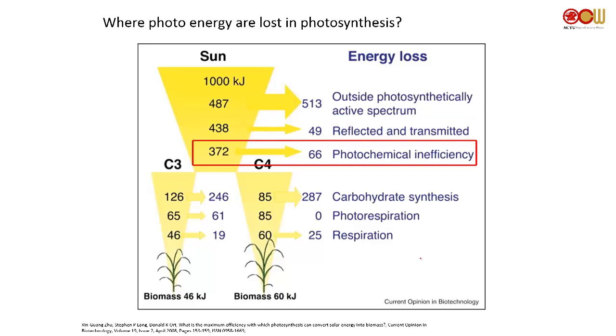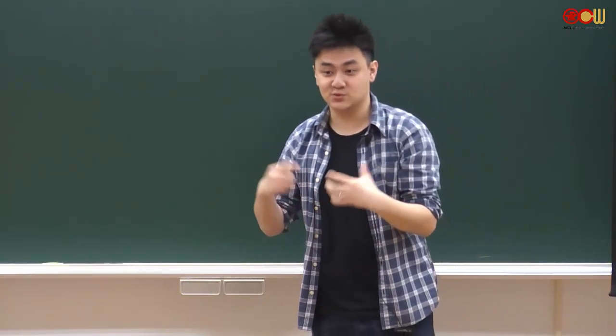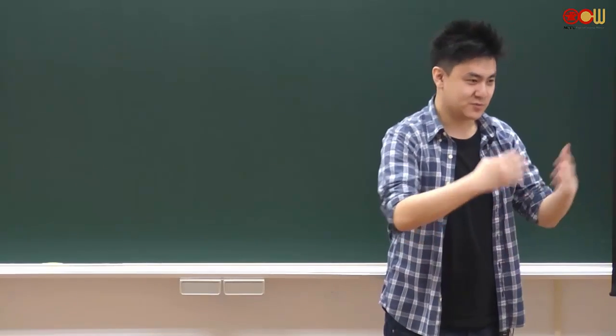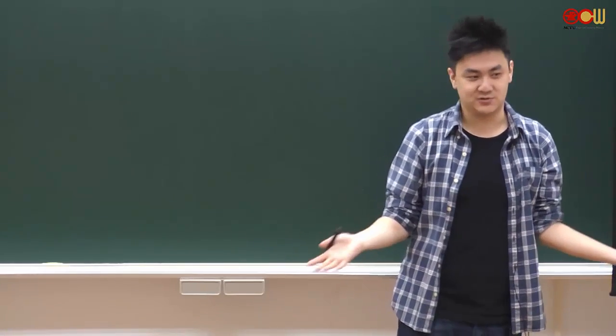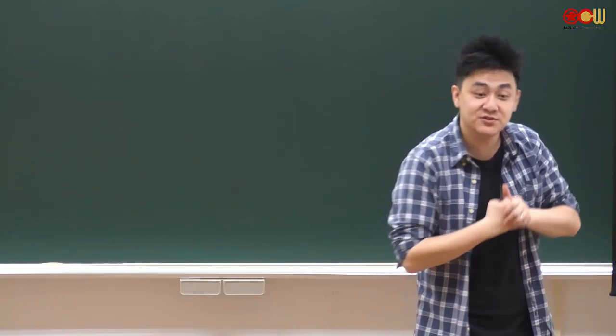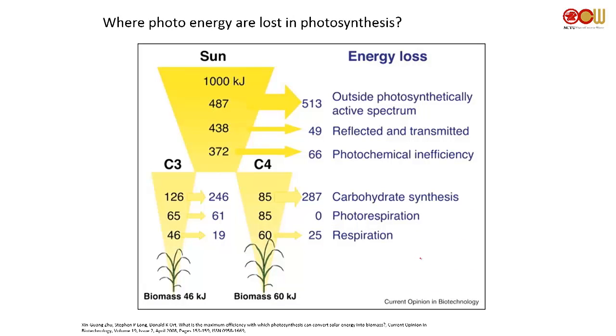And you also have about 6.6% of photochemical inefficiency. What does that mean? That means that photochemicals are these antenna molecules that absorb light. Who says that when you absorb light, the efficiency is 100%? Like the resonance transfer, who says that it's 100% efficient? Maybe not 100% efficient. So you will have some inefficiency from the photochemicals, right? So by the time you go through using light, you're left with 37.2% of energy that you get from the sun. And then you separate them into C3 and C4, okay?